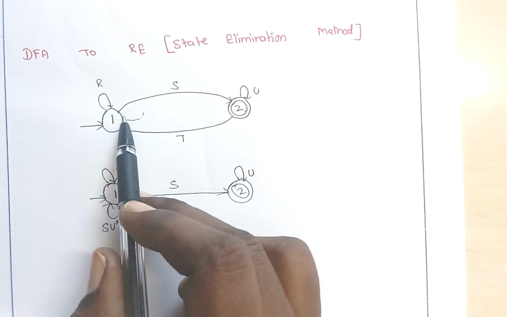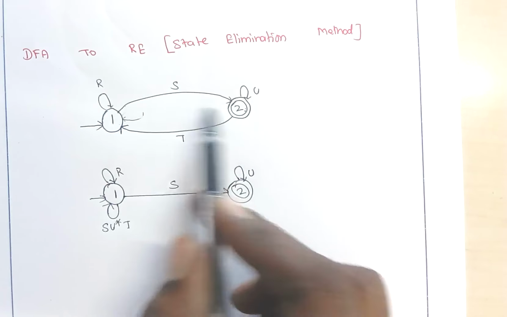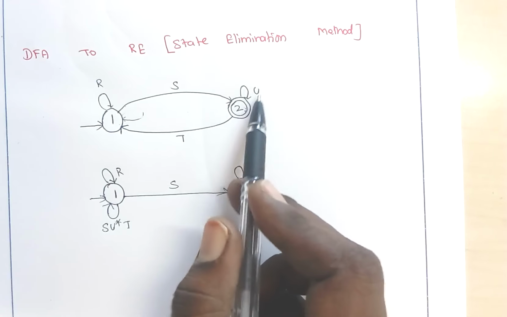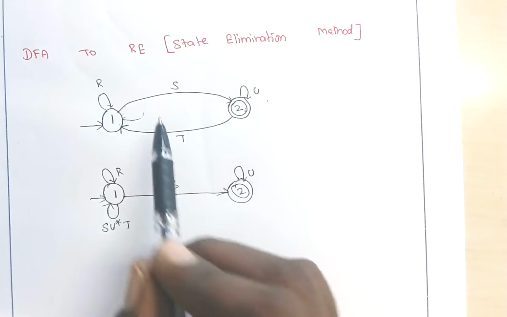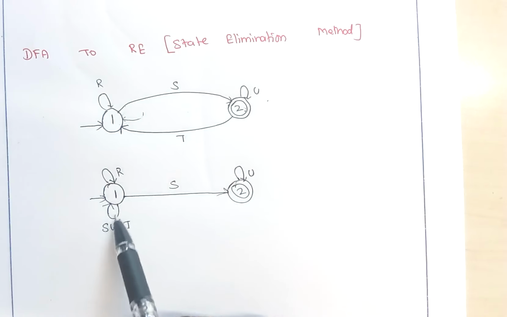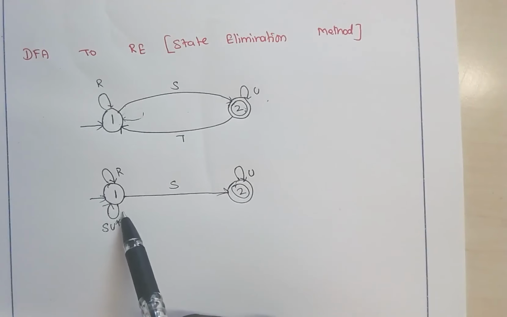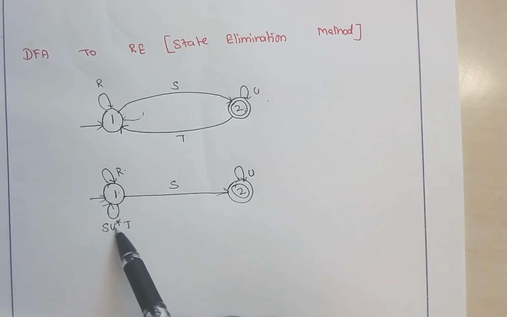Only the loop I have eliminated, but still for moving from the starting state to the final state we need the input S, and in state 2 we have the self loop U that will remain as it is. So the diagram is reduced to this. This looping condition has been reduced into a loop towards the starting state. Now it is like a usual transition diagram where from state 1 to itself I have two possibilities, one loop with R and one loop with S U star T.